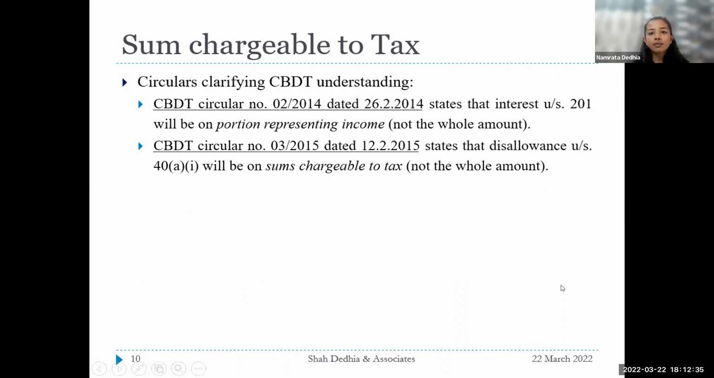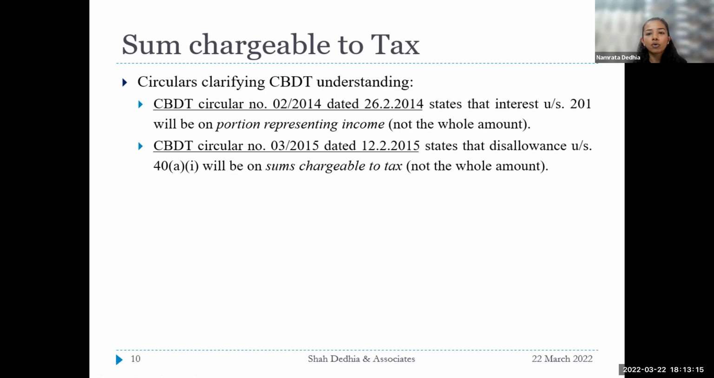On the sum chargeable to tax portion, there are CBDT circulars which state that the CBDT understanding is quite clear that even if you have defaulted, if you are an assessee in default, then interest chargeable under Section 201 for delay in deduction or for delay in payment of TDS will be only on the portion which represents income, not on the entire amount. CBDT Circular 3 of 2015 also says that disallowance will be on the sum chargeable to tax and not the whole.